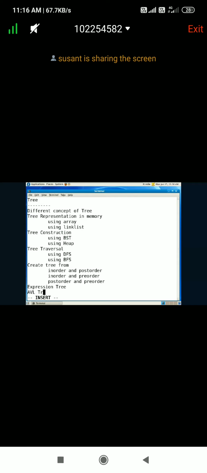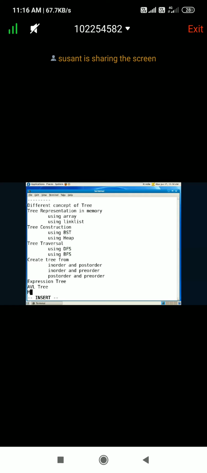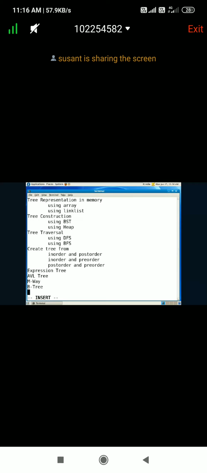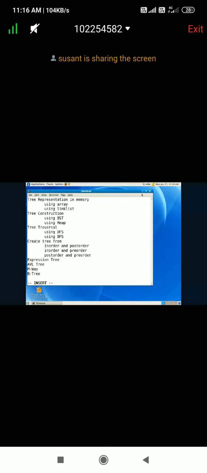AVL tree, M-way tree, B tree. These are the things we will learn in the tree data structure.